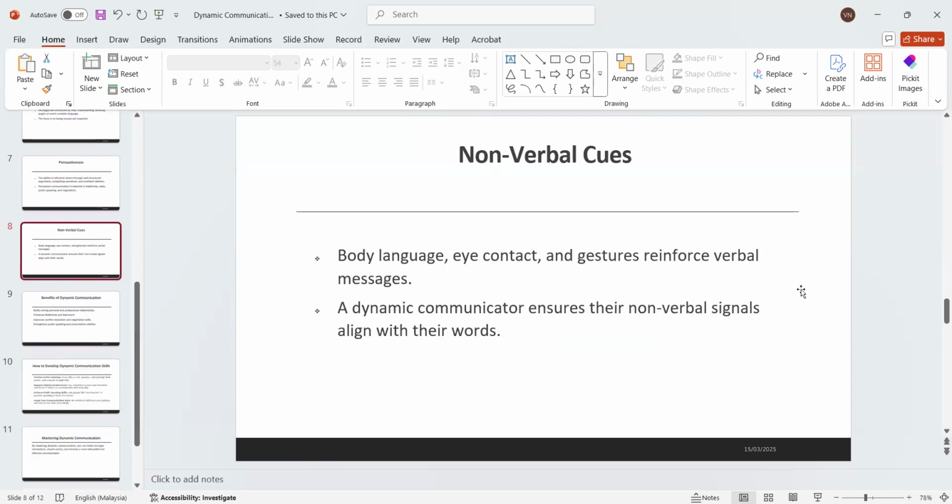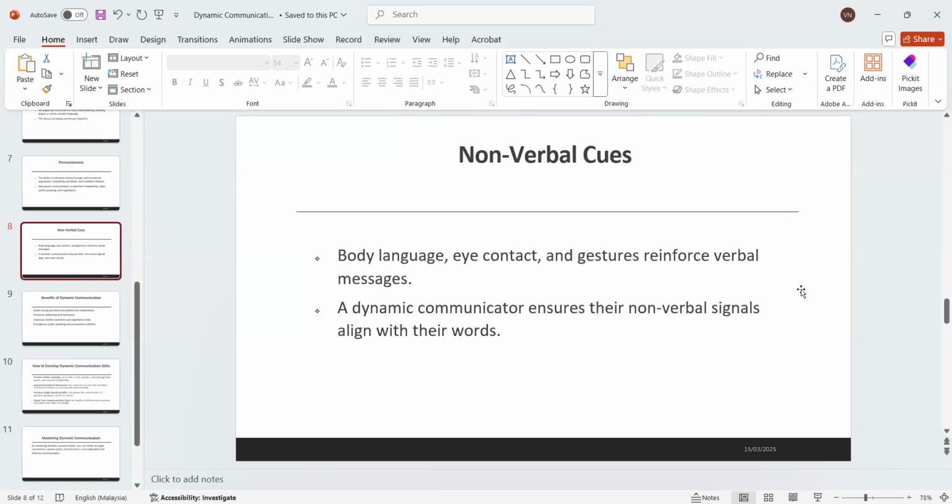Effective communication, dynamic communication, requires very effective non-verbal cues. Your body language, the way you move, the way you talk, your eye contact must be constant. You're always looking at your audience, whether it's one person, two people, or 10,000 people. Your gaze goes to all of them. You make eye contact with every one of them.